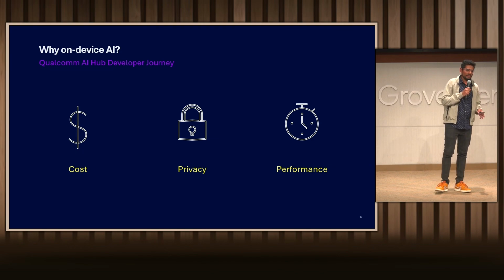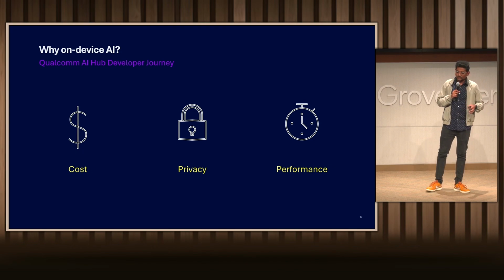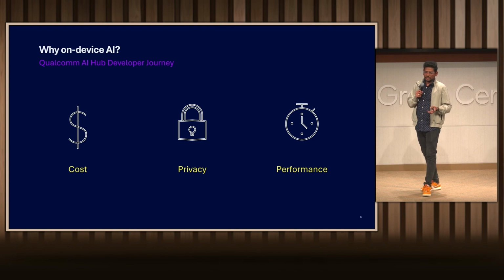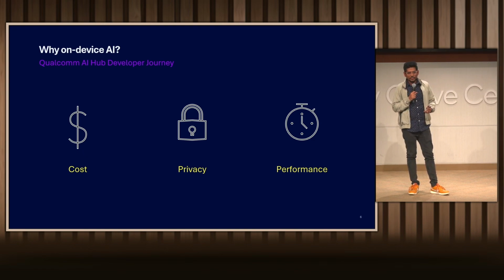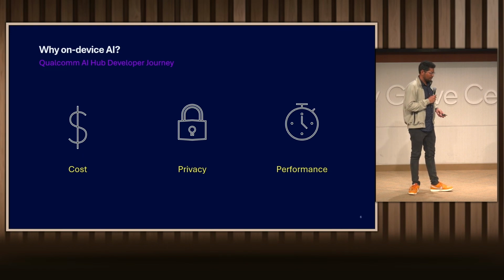Second and most important is user privacy. Running a model on device means the user data never leaves the device. And that is very concerning for most of our customers. As developers, we should also have a privacy-centric mindset when developing something for customers.